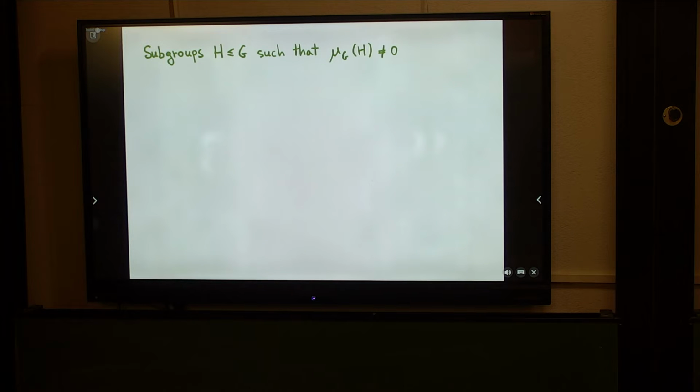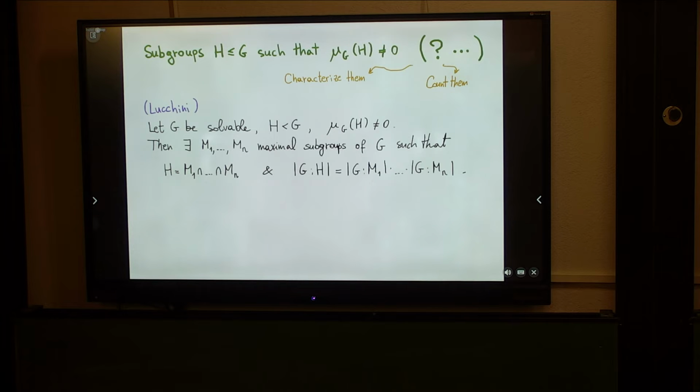So we focus on subgroups such that the Möbius function is different from zero, and we would like to give some characterization or to count them. I will explain why later. By characterization I mean that, maybe, we can say that if the Möbius function in H is different from zero, then not only is H an intersection of maximal subgroups, but the indices of these subgroups also factorize the index of H in G. And this is about the characterization.